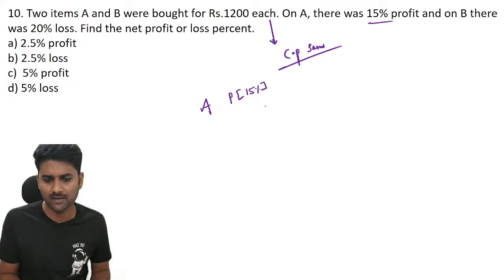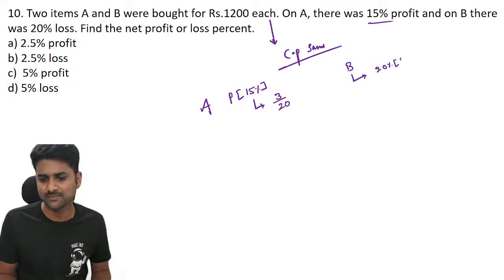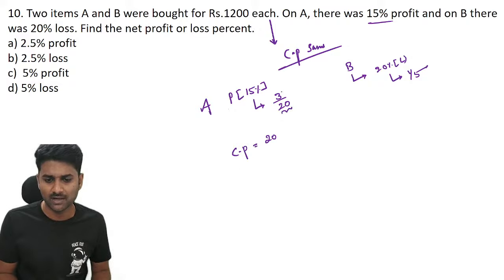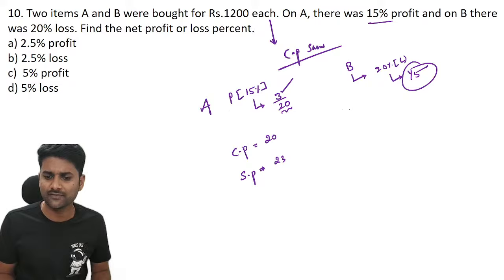15%. So 15% is 15 by 100. If you simplify, it's a fraction of 3 by 20. In the same way, B got a loss of 20%. So 20 by 100 is 1 by 5. Now in this information, the cost price is the denominator, 20 units. Clearly the profit is 3 units. Then what about the selling price? Selling price is 23.